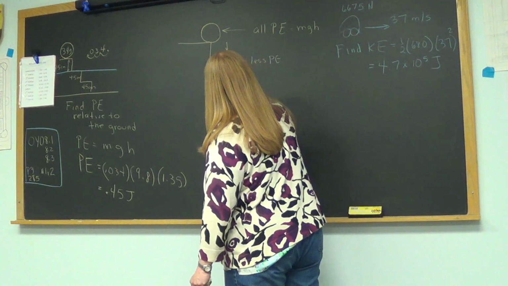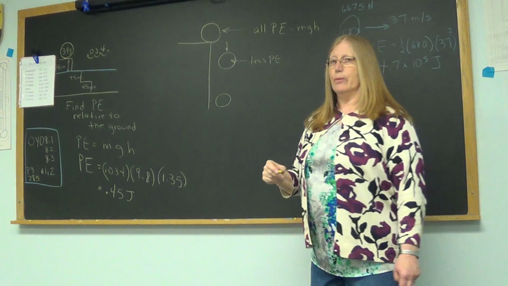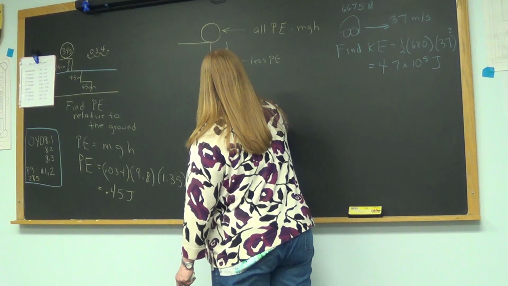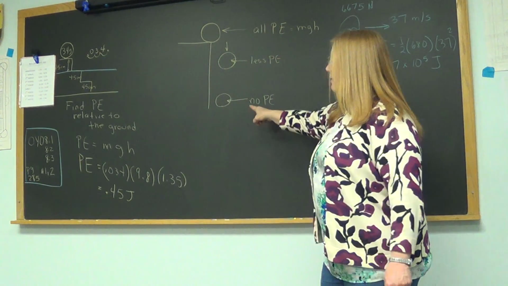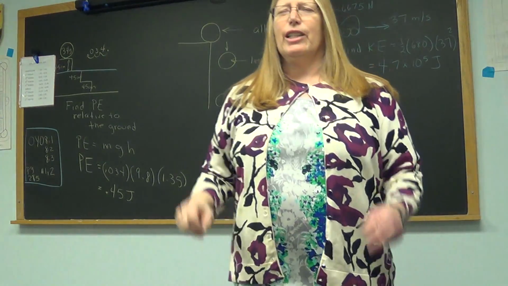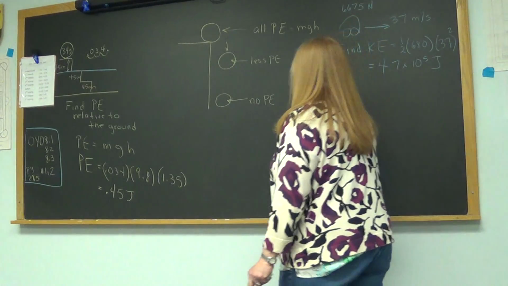And when we get down just an instant before it touches the ground, but it has no height, how much PE? No PE. Right, because down here, there's no height. Just an instant before it touches, we'll say there's no PE. All right, so let's go back up.